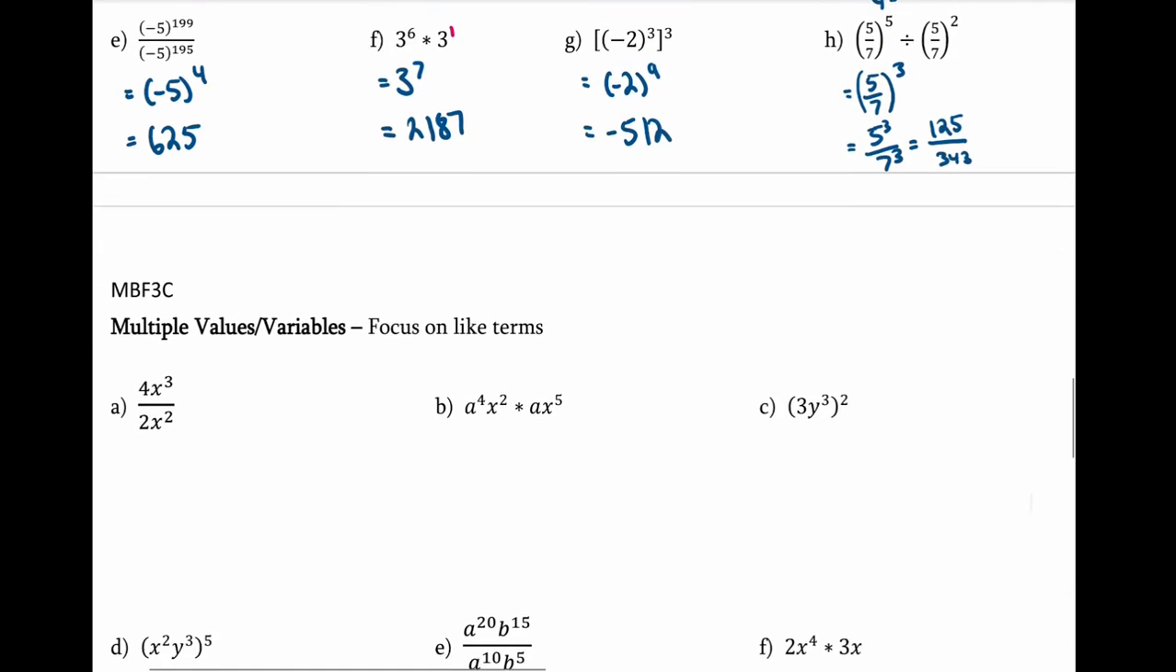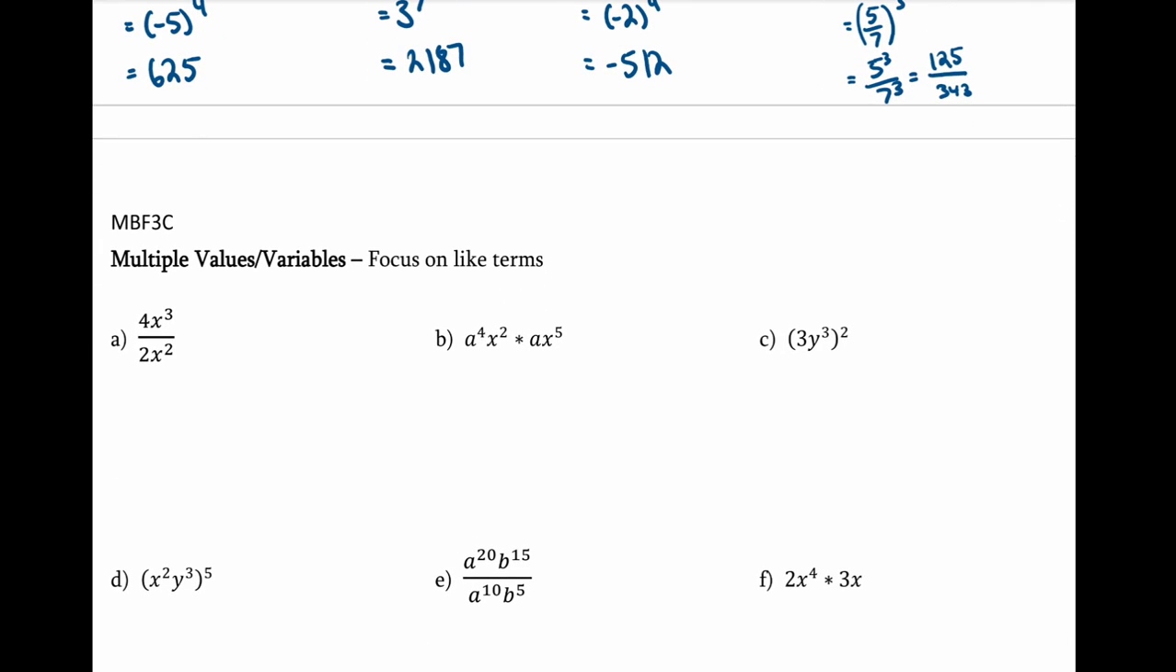The last thing we're going to look at is when we have multiple values or variables. And when this occurs, what we want to do is focus on like terms. So we're only going to focus on the like terms and then apply our powers, or power rules. Remember, those power rules only work if we have the same base. So if we have a different base, then we can't use those power rules. So that's why we're focusing only on the like terms or on the same bases.